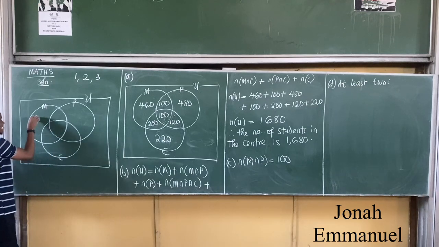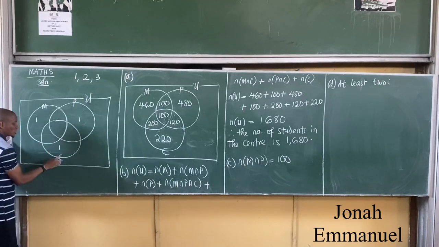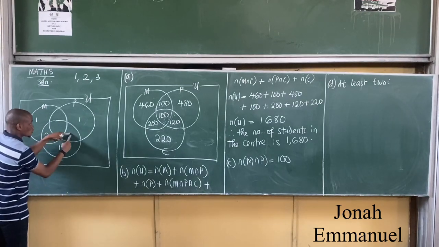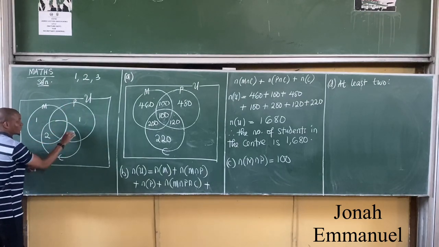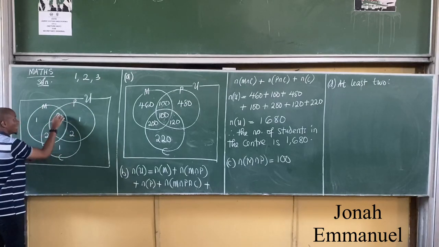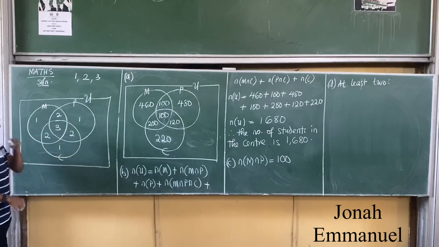For 1, this point contains just M, that's 1. Here contains just 1, that's P. Here contains 1, that's chemistry, C. This point here contains 2, that's maths and chemistry. This point here contains 2, physics and chemistry. This point here contains 2, maths and physics. And this point contains there? 3. Maths, chemistry, and physics.